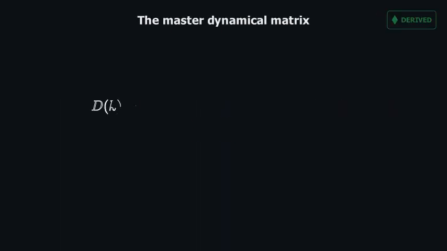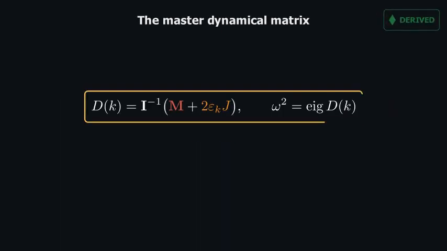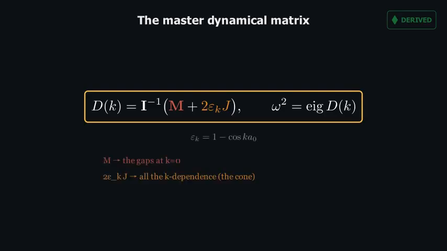Now expand around that locked state, keeping small wobbles. The cosines flatten to springs and everything collapses into one object. The master dynamical matrix D of k equals I inverse times M plus 2 epsilon k J. Its eigenvalues are the squared frequencies of every mode. This one matrix is the entire engine of the book: light, the metric, the masses of matter, the guiding field of measurement. Each is D of k read in a different basis.